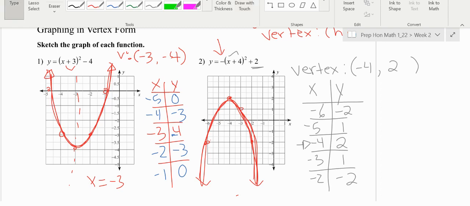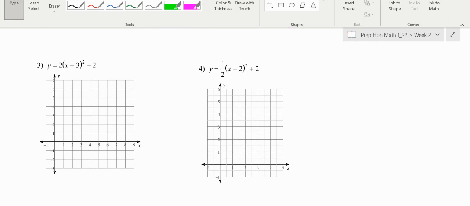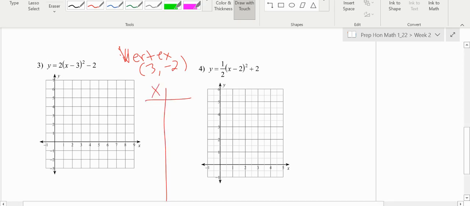For the next two, it's essentially the same exact thing. We just have some more fractions in there, but same thing. So I can see here that I have my vertex. You can see it's 3, -2. We're going to go ahead and make our table. We're going to go above and below.